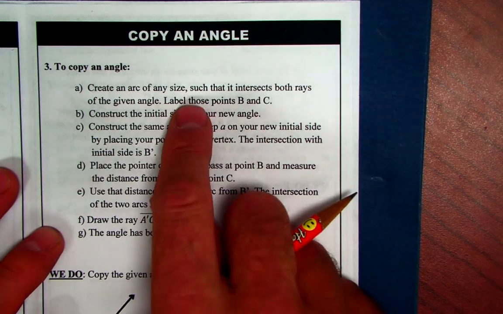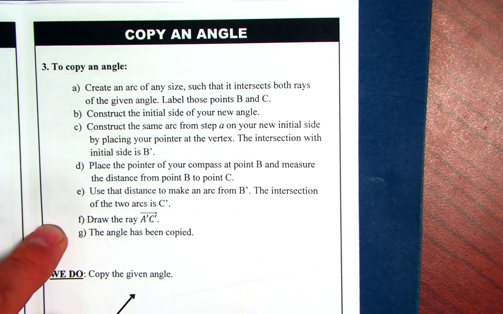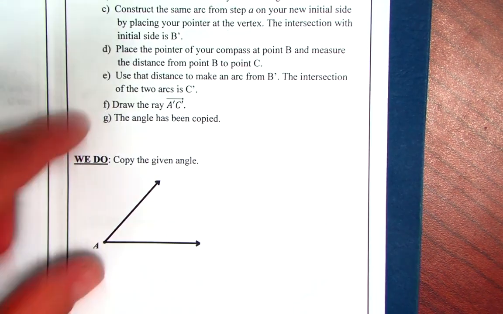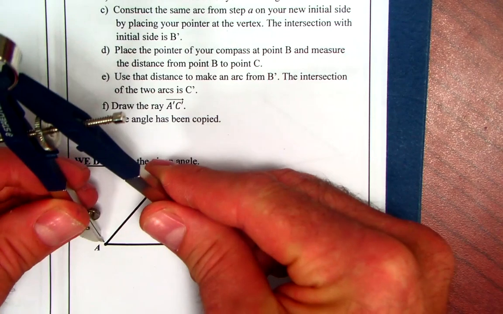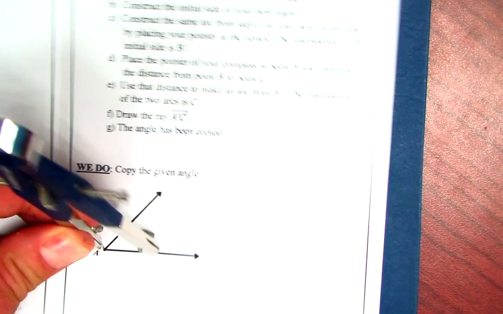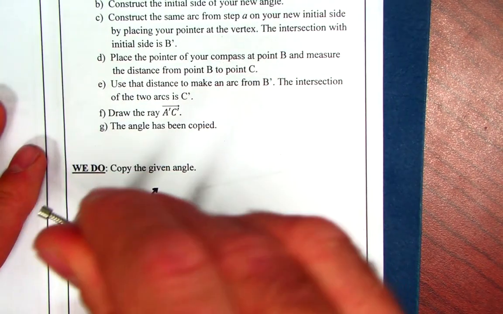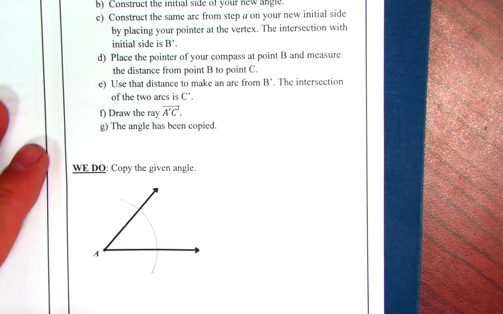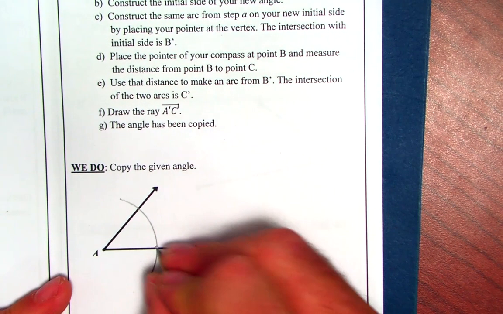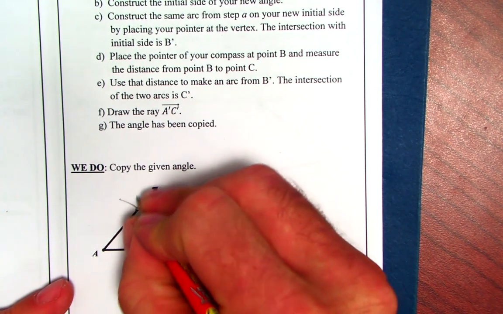So we're going to create an arc of any size such that it intersects both rays of the given angle, and we're going to label those points. Okay, so put your pointer at the vertex. Open up your arc just so it intersects both sides of your angle. Okay, and we'll call those points of intersection B and C.